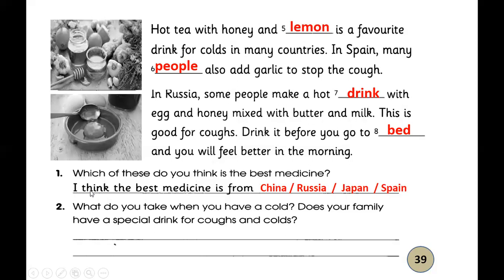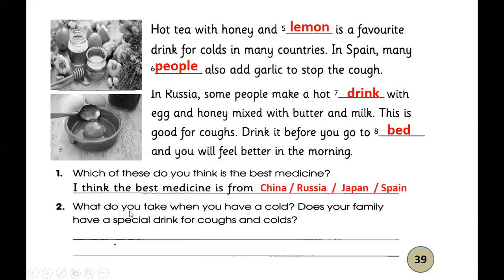So the answer would be: I think the best medicine is from, and then you can write any one of the countries that appear in the paragraphs. So it is one of them is correct. I think the best medicine is from China. You can say I think the best medicine is from Russia or is from Japan or Spain. So each one is correct.